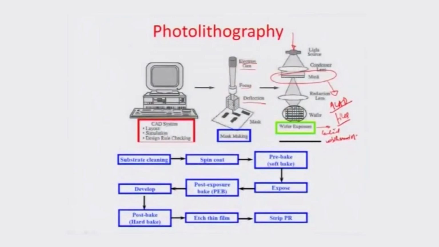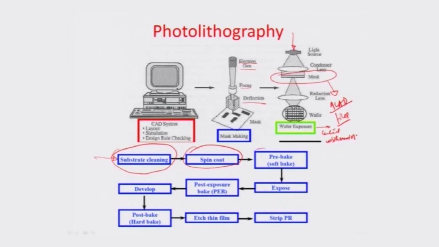So, typically these are the processes that would be used for photolithography. You start with a silicon substrate and clean the substrate properly, sometimes using recipes like Piranha or even RCA, acetone, methanol, DI water, and then after the substrate cleaning, you spin coat the resist, the photoresist, which is actually the polymer material which is photo exposable.